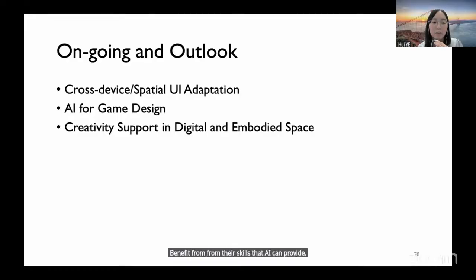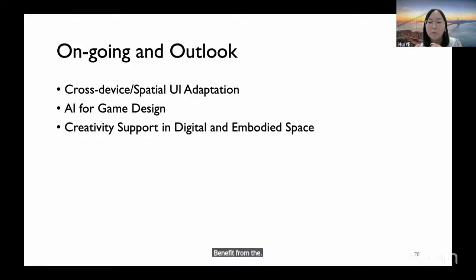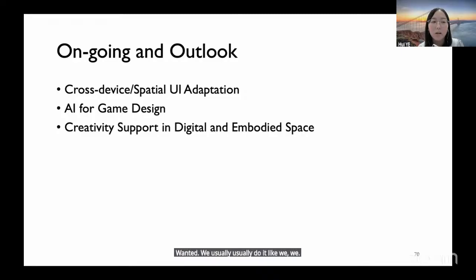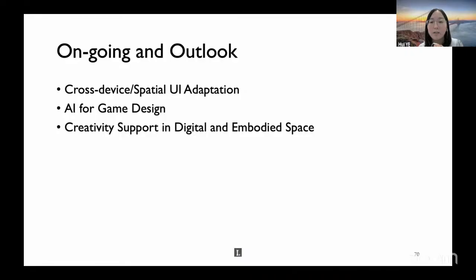So from this perspective, we do not only want to generate something, we want to guide the user. We want to guide how they can benefit from the instruction of the AI, and then with these instructions or guidance, they can think of more ideas. We think it will become the skills of the user, so they do not need to rely on AI. Although we usually heavily rely on AI, we want to turn this kind of dependence into skills for the users, and the users really appreciate this aspect. So I think it is very surprising, and it was not in our scope at the beginning.